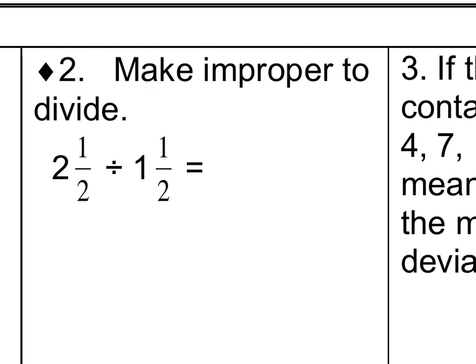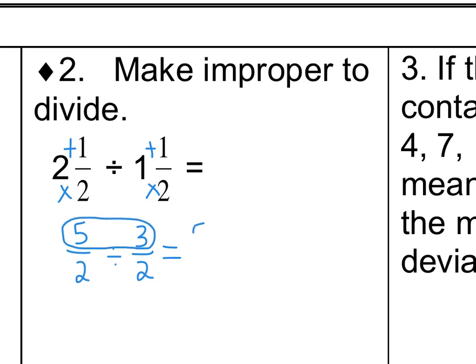So let's do that again here. 2 times 2 is 4. Plus our 1 is 5, so that's going to be 5 halves, divided by 2 times 1 is 2, plus 1 is 3 halves. And now all I'm going to do is 5 divided by 3, which I can just write like this. And now I'm not done here, because you'll notice my answer is improper.